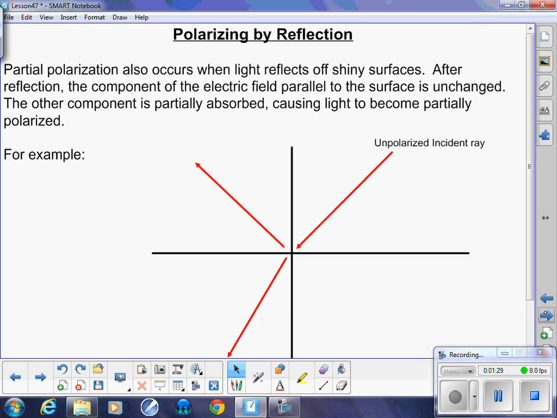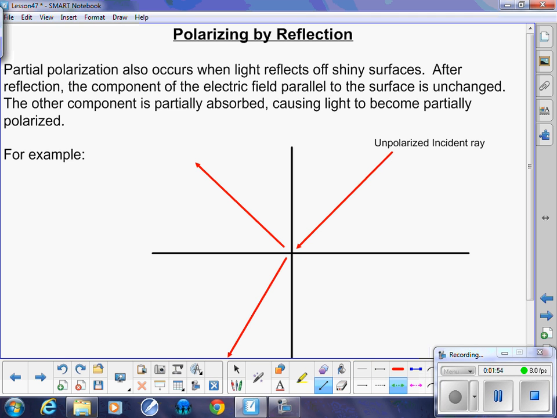Okay. All right, let's talk about polarizing by reflection. So this is the second half of the polarization discussion. So partial polarization occurs when light reflects off shiny surfaces. After the reflection, the component of the electric field parallel to the surface is reflected and unchanged. So let's talk about what that would look like.